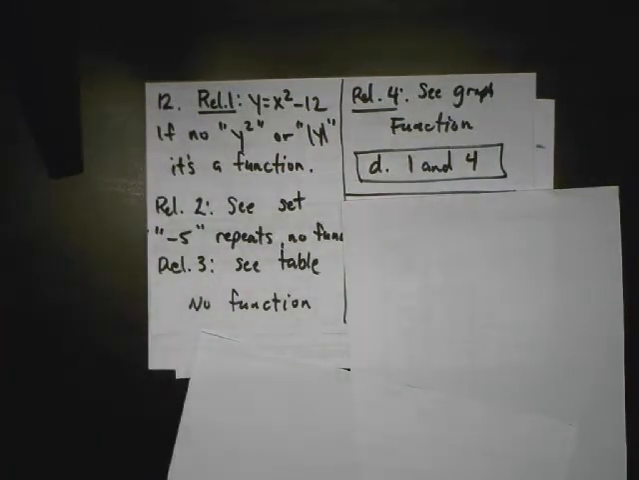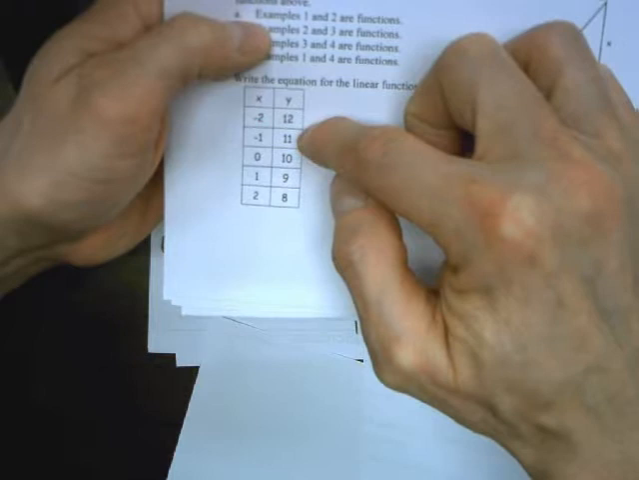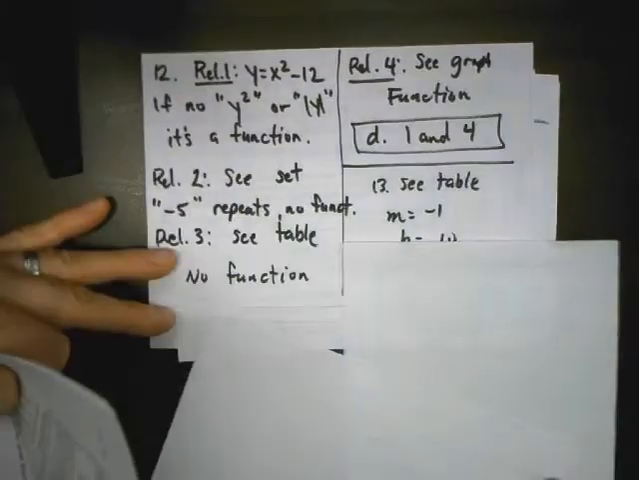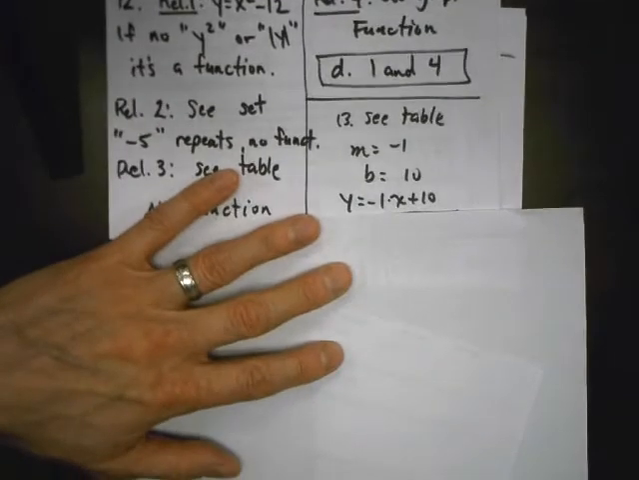Problem number 13, we're going to write an equation. Now, if we look at that table there, if these inputs, these x's are in order, and this is linear, I can see the equation just by looking at it. It looks like it's going down by 1 every time, so my slope is -1. And I see that when my x is 0, my y is 10, so my y-intercept, or my b, is 10. So my equation is y equals -1x plus 10.